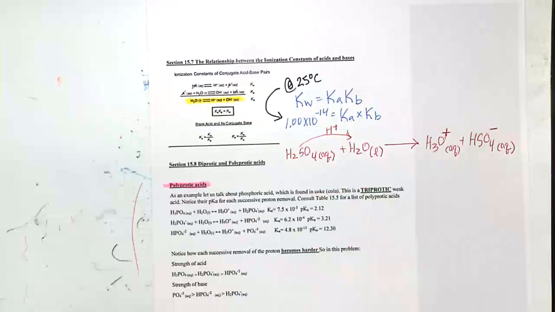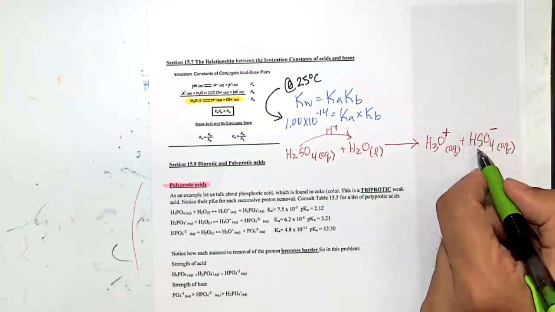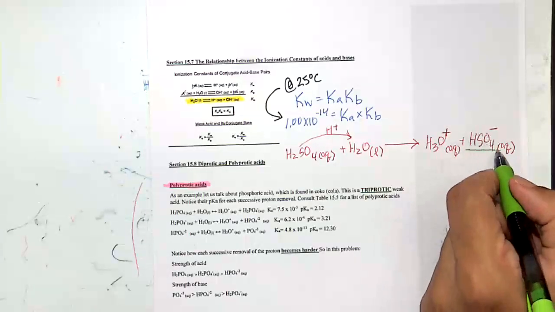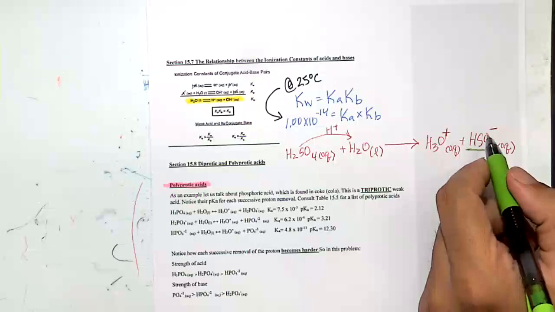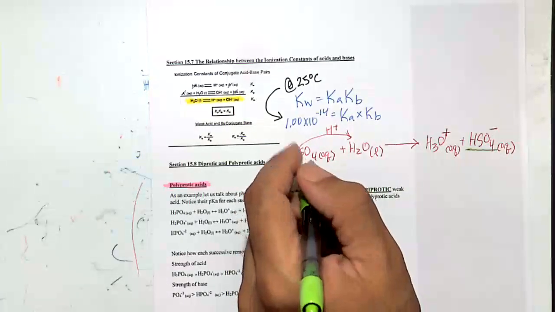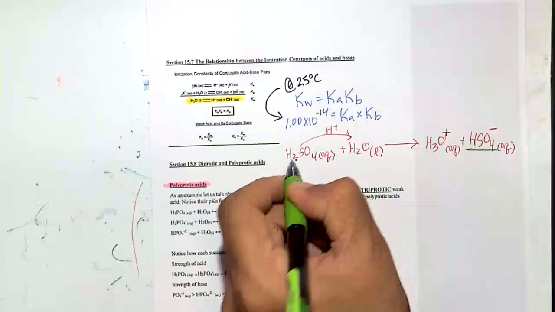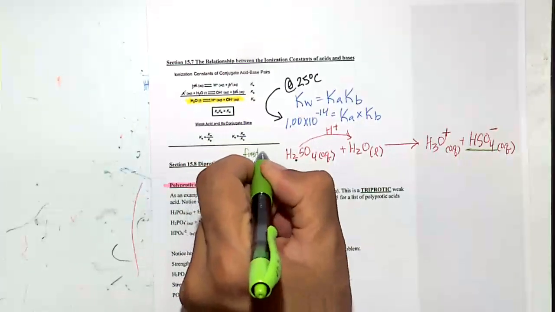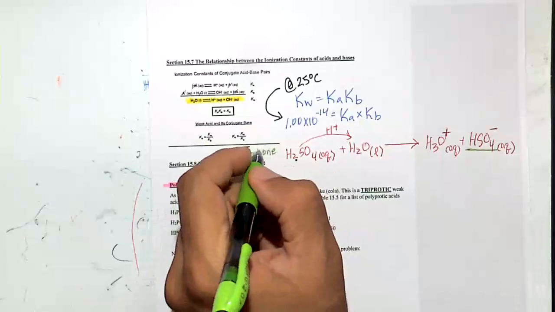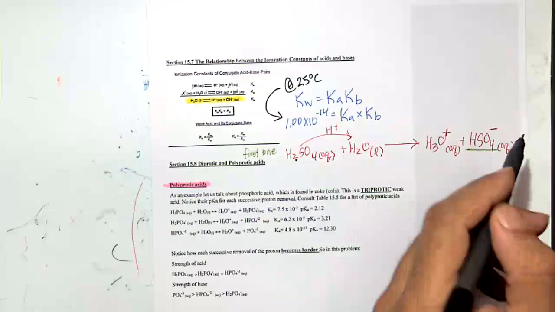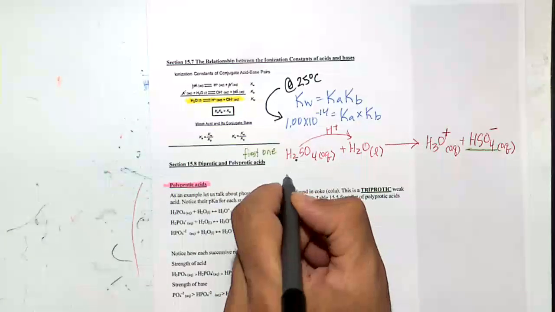Okay, but this is a strong acid. But what we have here is this molecule, hydrogen sulfate. This can donate a proton, okay? So H2SO4 can donate how many protons? 2, okay? It turns out the first one is very strong, very acidic. The first one goes. But this HSO4 minus can donate a proton to water.